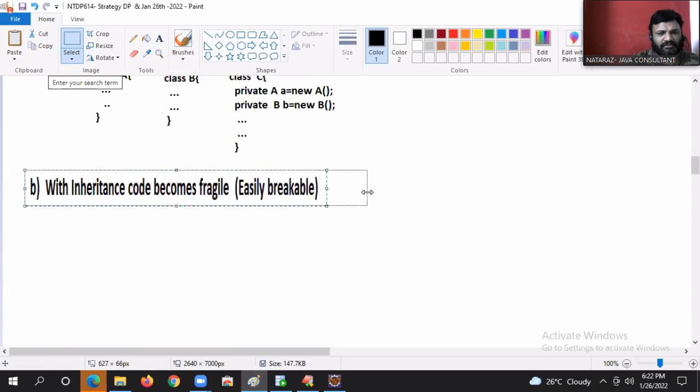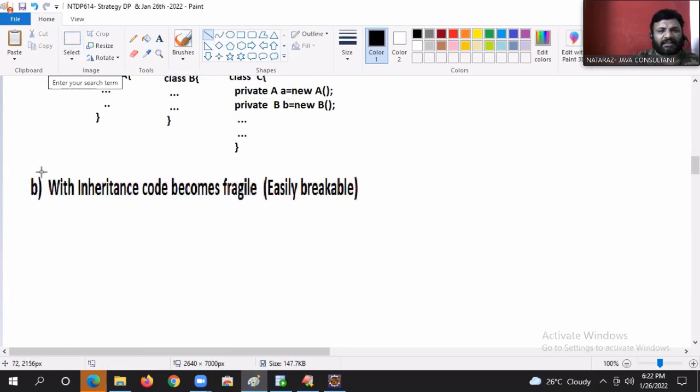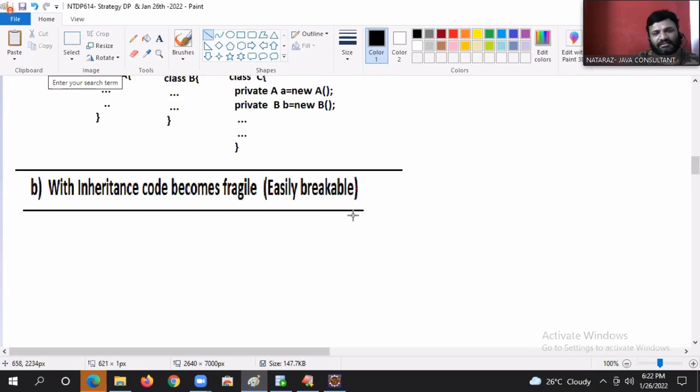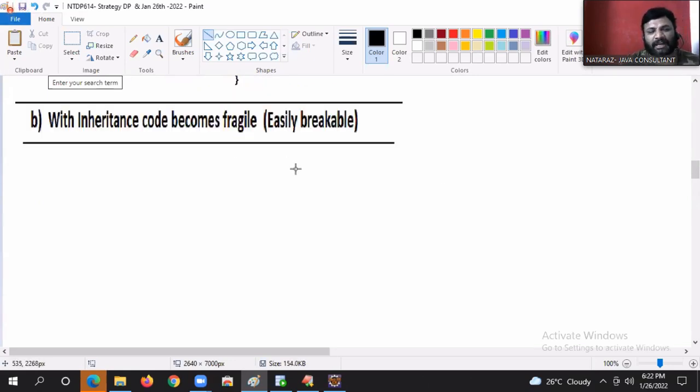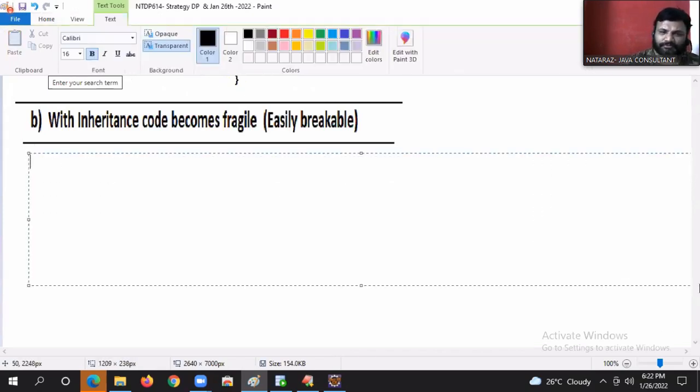With inheritance, code is fragile. It's like a building constructed using playing cards, guys. You touch one playing card, the entire building will collapse. What do you say, boss? So that much fragile, easily breakable. Look at the problem.